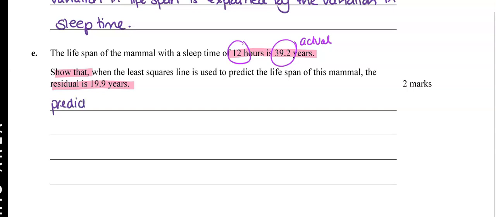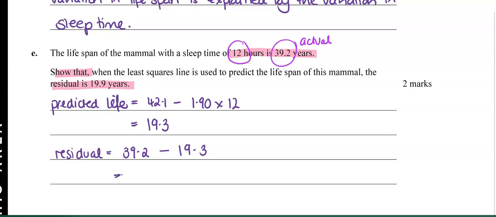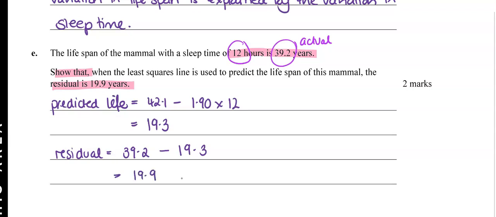So our predicted lifespan will be 42.1 minus 1.90 times our reference point, 12 hours. That gives us 19.3 as the life expectancy. And then our residual value will be our actual 39.2 years minus our predicted 19.3, and that gives us 19.9 as required in the question.